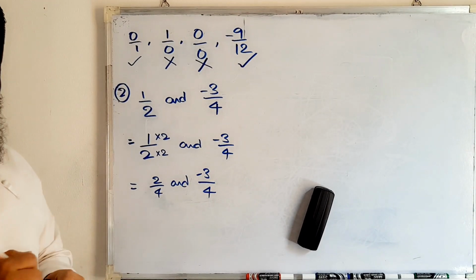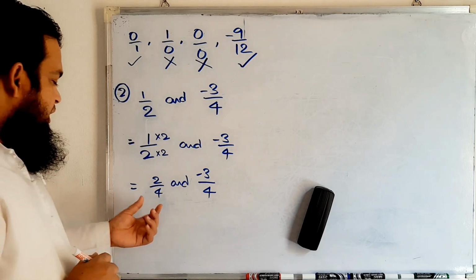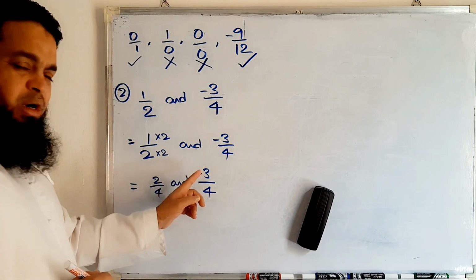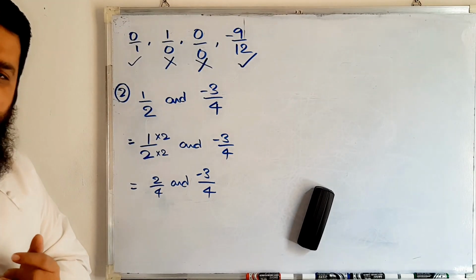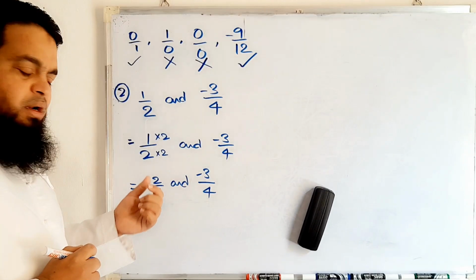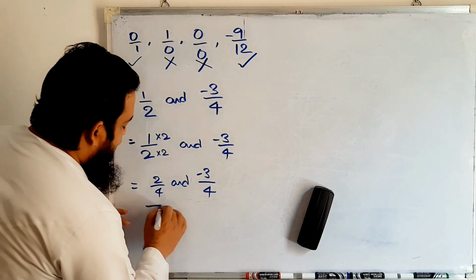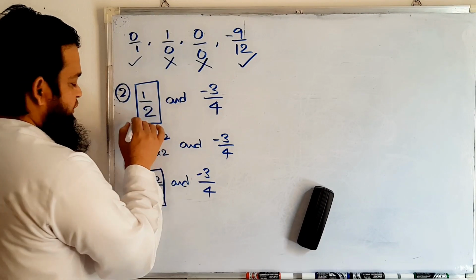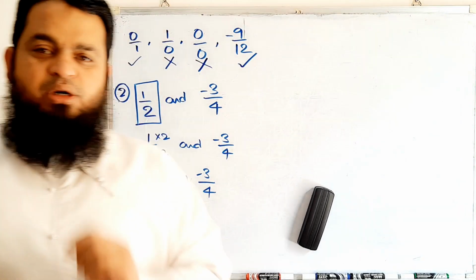Now since the denominators are equal, we can compare numerators, 2 and minus 3. Which one is bigger? 2 is bigger. So therefore 2 by 4 is bigger. That means 1 by 2 is bigger. Okay, this is the actual process.